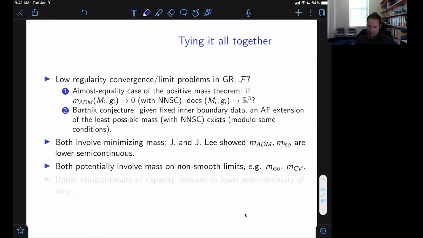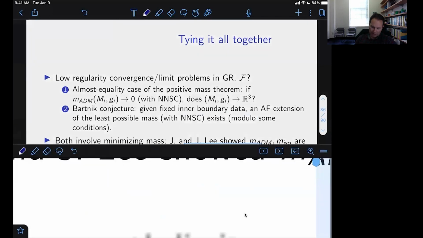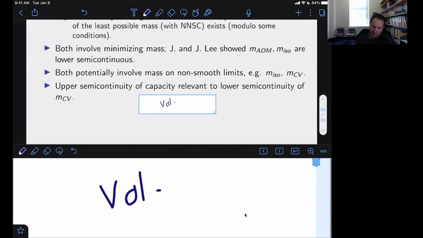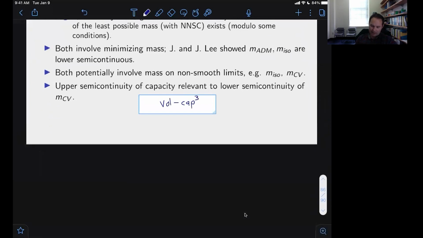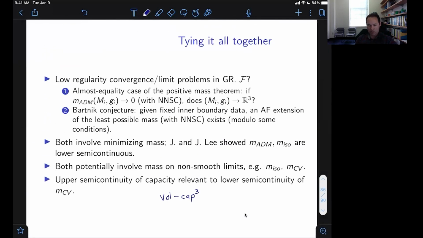The connection among all of these is that if you use capacity to define mass and you want to know mass is lower semi-continuous, then you would want to know that the capacity is upper semi-continuous. Remember, in the definition of MCV, it uses volume and then capacity with a minus sign. So upper semi-continuity of capacity should correspond to lower semi-continuity of mass. So that's really the connection between those two. It's really part of this broader program of trying to understand low regularity convergence and low regularity spaces for these applications to general relativity. Okay, I think I'm at about time there, so I will go ahead and stop. So thank you.